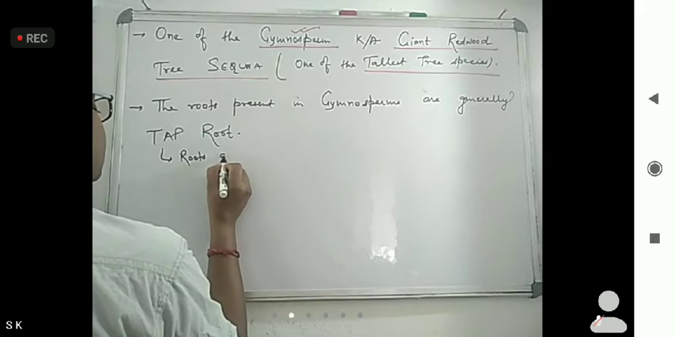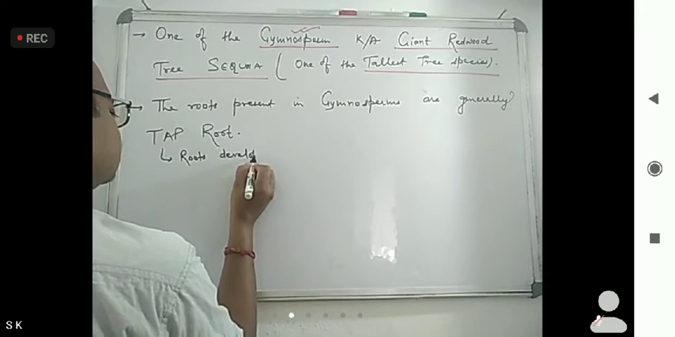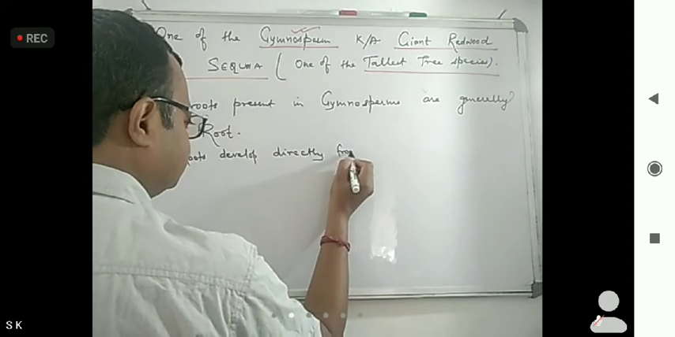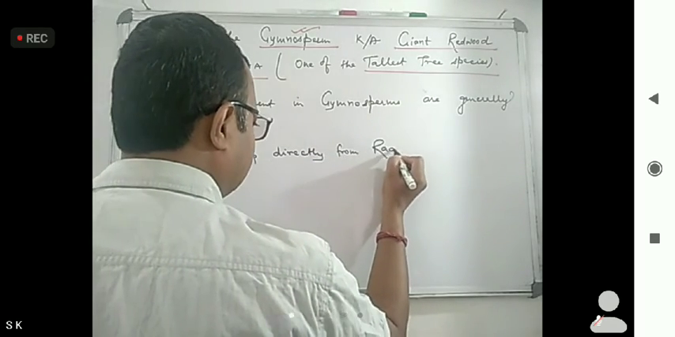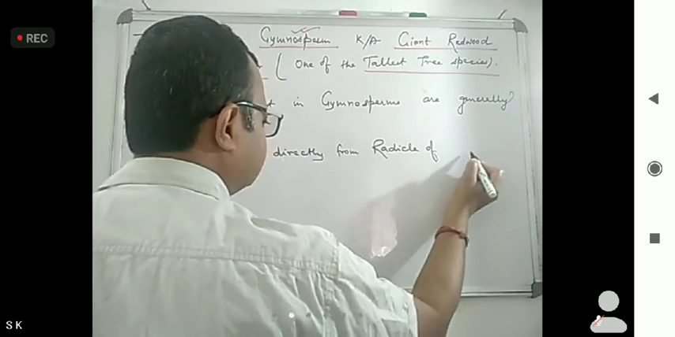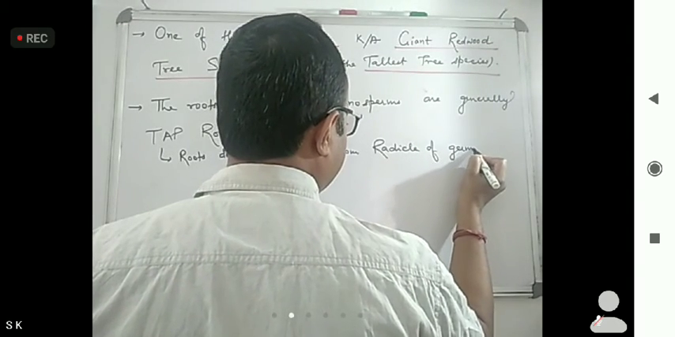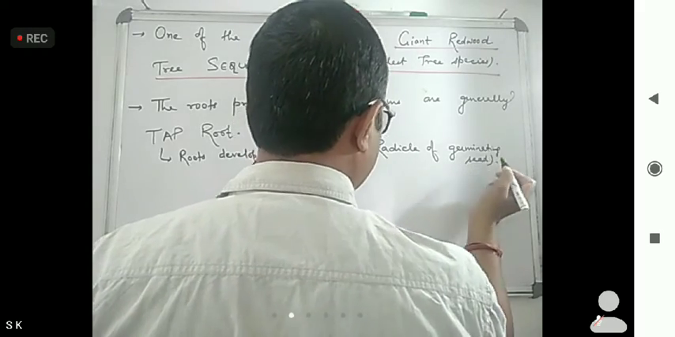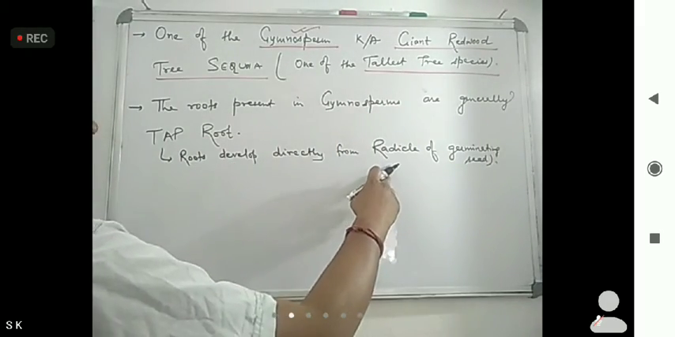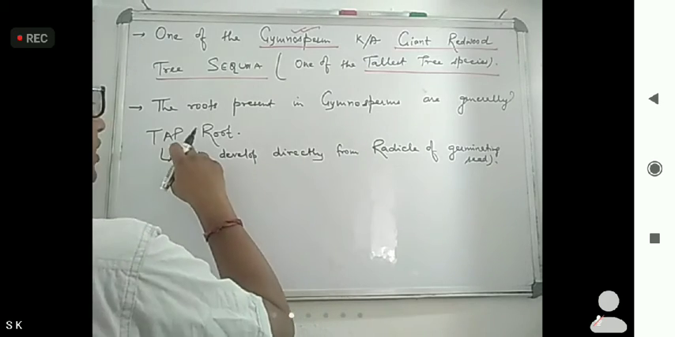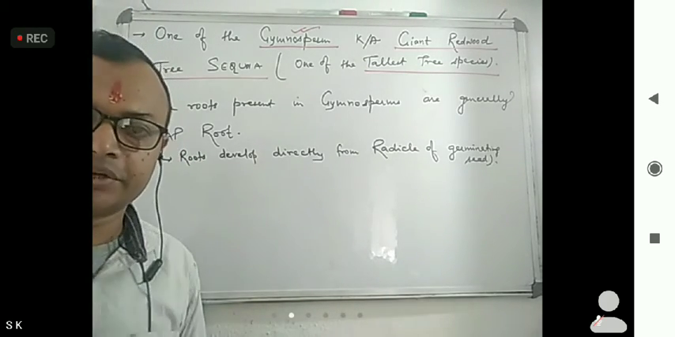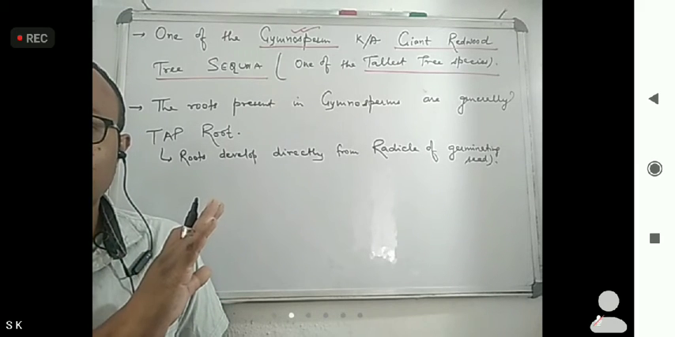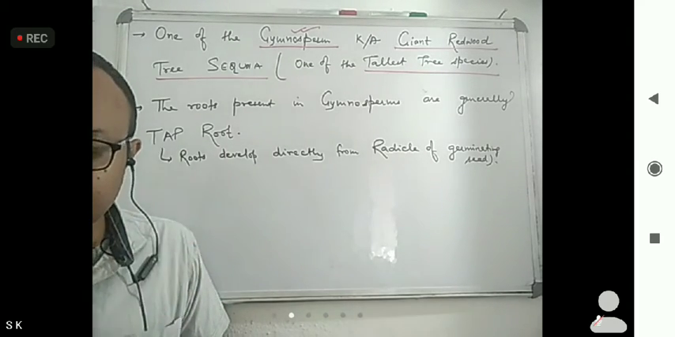Taproot means roots that develop directly from the radicle of the germinating seed. If roots develop from parts apart from the radicle of the germinating seed, they are known as adventitious roots, which we saw previously.